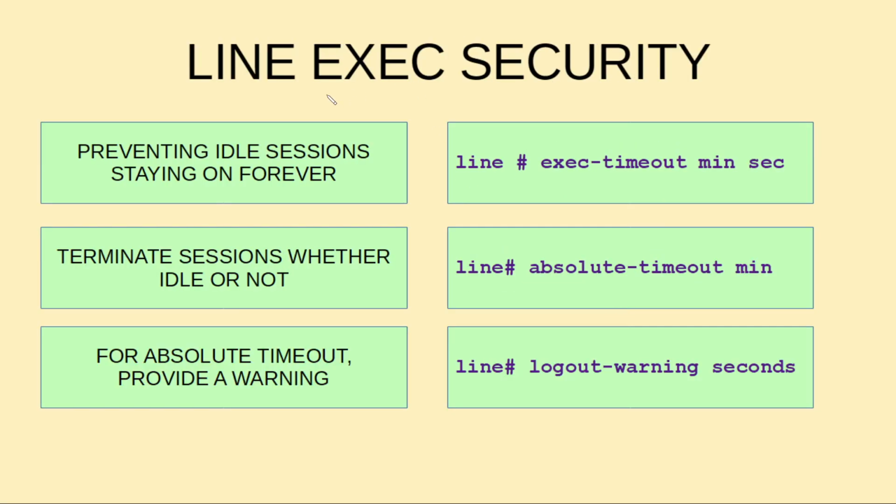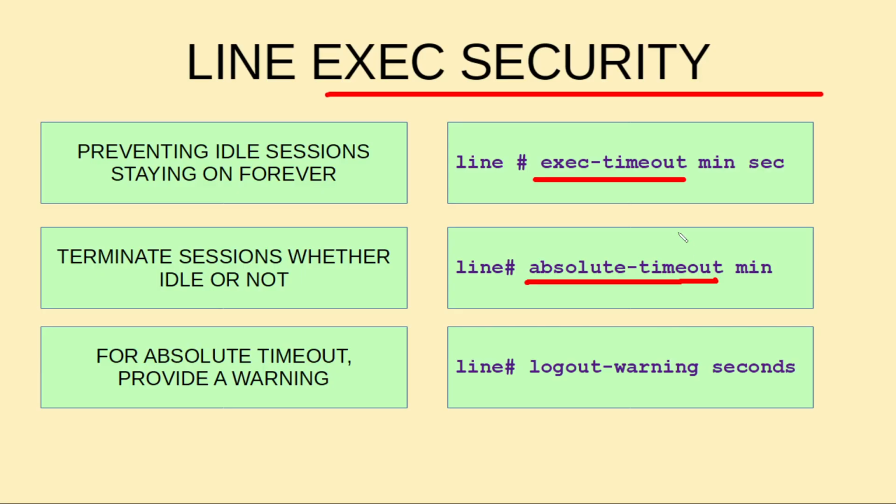Now, there are some exec security commands. Remember that Cisco calls exec the environment that we use in order to enter commands. Other people call this just a shell. So we might want to log out idle users with the exec timeout command. We may also use the absolute timeout to log out all users after they have been online for some time, regardless of whether they are busy or idle. And we might use logout warning in order to send a preventive message to users before logging them out.